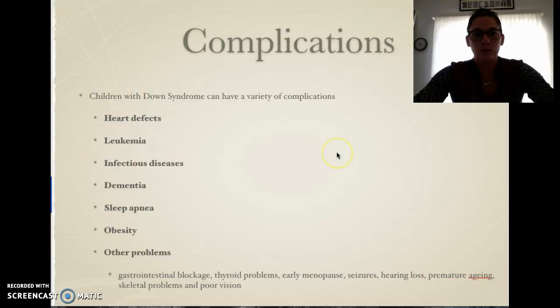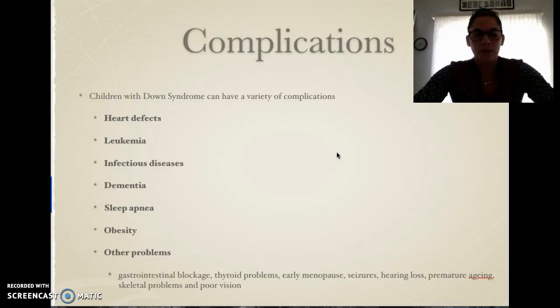Complications. Children with Down syndrome can have a variety of complications. Heart defects is one of them. About half of children that have Down syndrome are born with some type of heart defect. This can be life-threatening, and usually it requires surgery in early infancy. Leukemia. Children with Down syndrome are more likely to develop leukemia than children that do not.